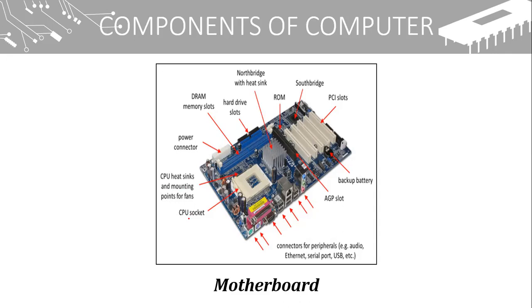This is what we know as the CPU socket. The CPU socket here is where the CPU is connected. Then here we have the connectors for peripherals, e.g. audio, Ethernet, serial port, USB port. All these are ports. What we mean by port is where you connect an external device to the computer.